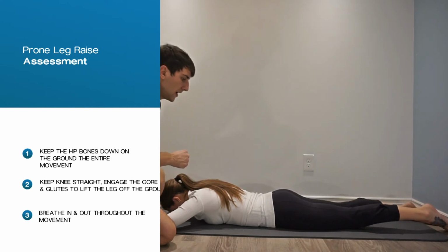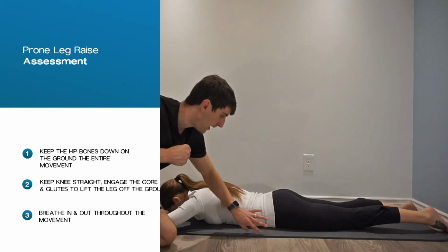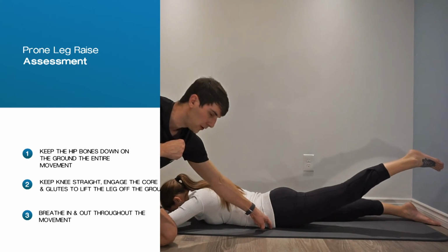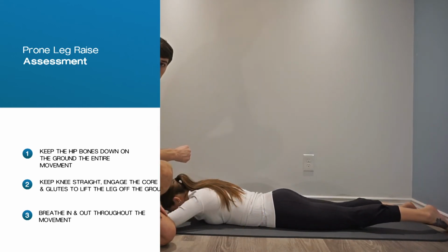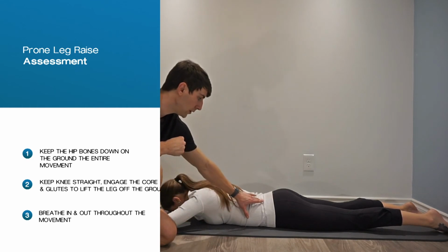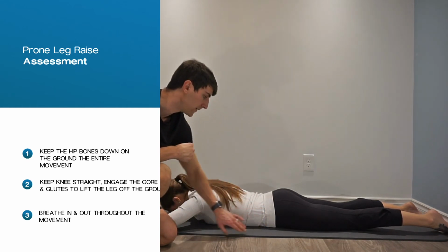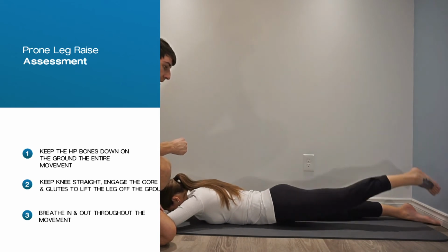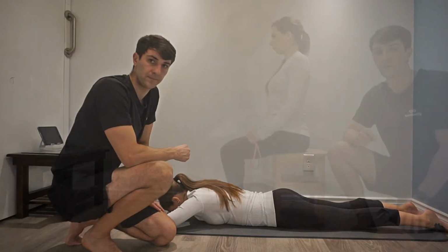Trying to move through the hip and not through the back. So keeping this hip bone glued to the ground is necessary. A compensation where you would use your low back and lift your hip off the ground would look like that. And that's something we're trying to avoid.